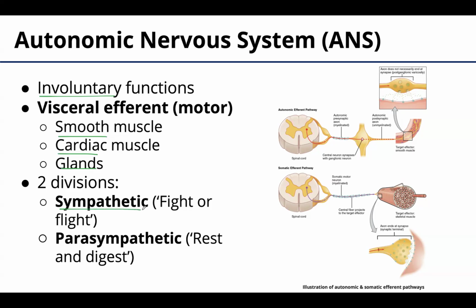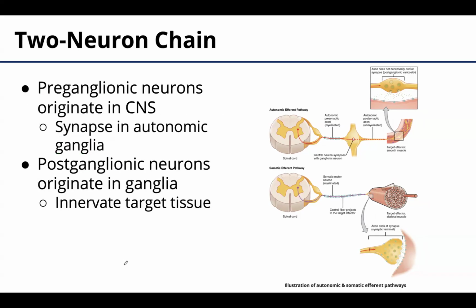The sympathetic nervous system is often referred to as the fight or flight system. You may have heard that before. Whereas the parasympathetic division is often referred to as the rest and digest. And so this describes some of the major functions of these divisions.